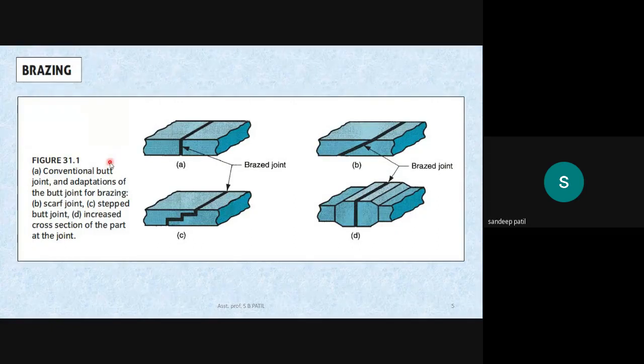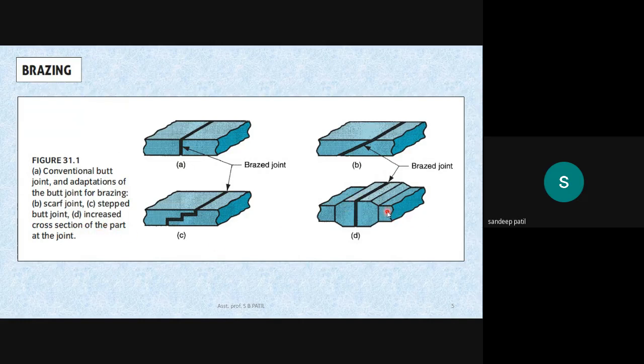So let us see the different kinds of braze joints. Conventional butt joint and adaptations of the butt joint for brazing. Here you can see a braze joint, the different braze joints for two similar or dissimilar metals. Second, figure B, is the scarf joint. You can see this joint is at an angle. Number 3 is the stepped butt joint. You can observe the butt joint but at different steps. And number 4, that is increased cross section of the part at the joint.